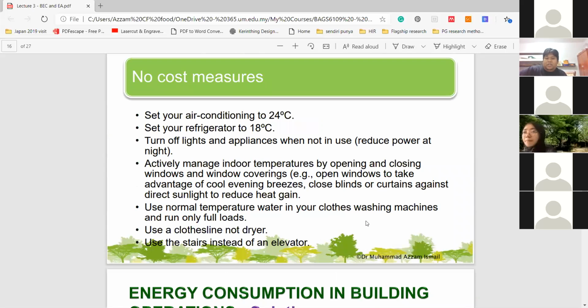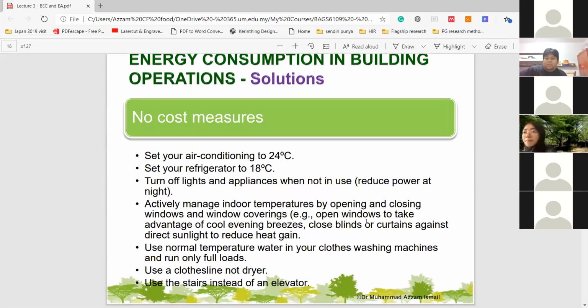So in terms of examples for no-cost measures, okay, just change your aircon setting. Change it to 24 or higher than that, according to your comfort. Don't run it at 22 or 20 degrees or 18 degrees. Can run it at 24 or more than that. Okay. Set your refrigerator to 18 degrees if you can, or even higher. Turn off lights, the appliances when not in use. Okay. Even your Astro decoder, if you can, you switch it off straight away.